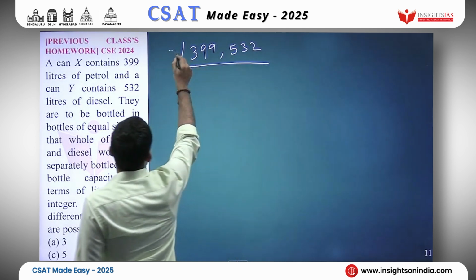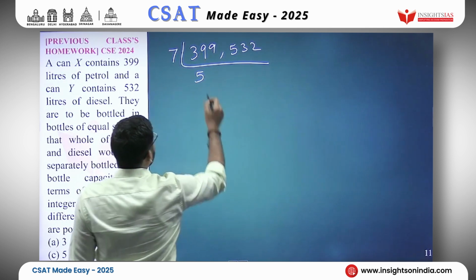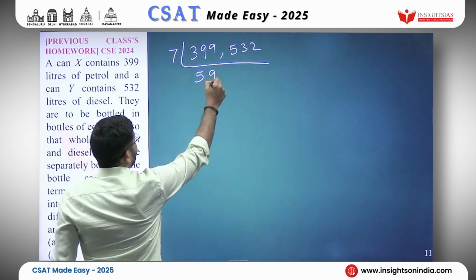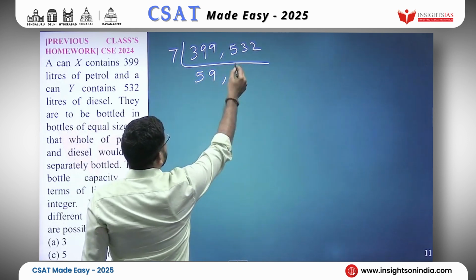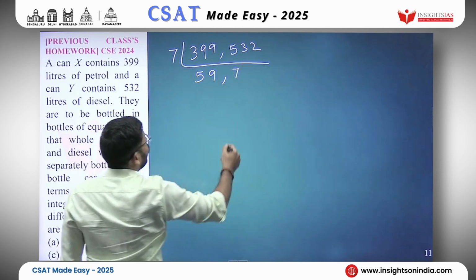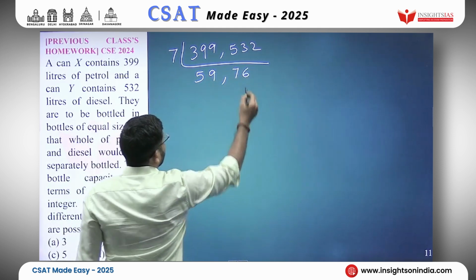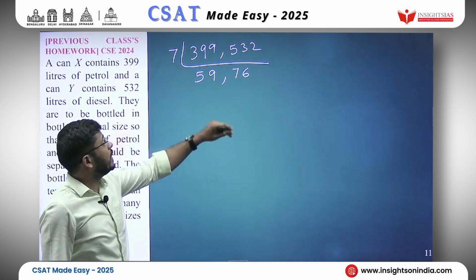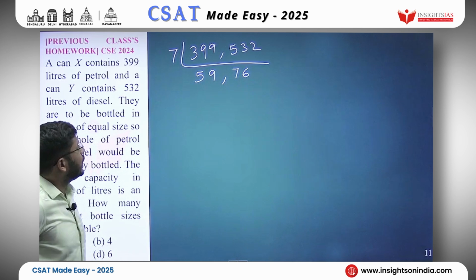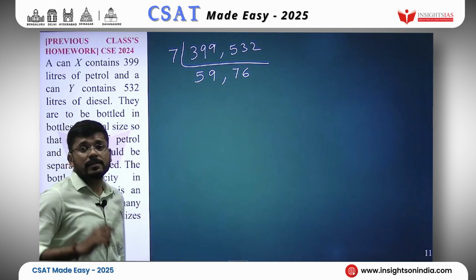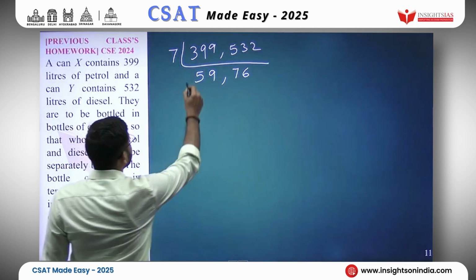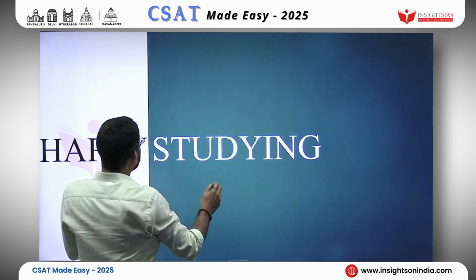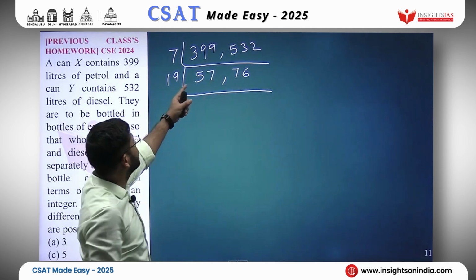7 5s are 35 and 4 remains, and 7 9s are 63, so 7 7s are 49, 7 6s are 42. Now 57 and 76, do they have any common factor? Yes, both are divisible by 19. 19 7s would be 133, right? I made a mistake here. This would be 57. Yes.